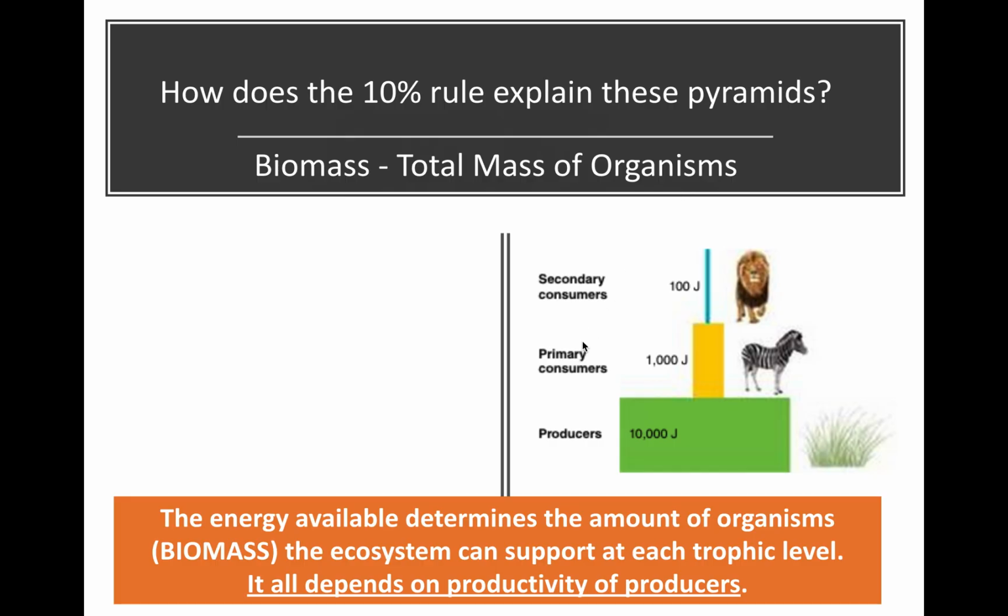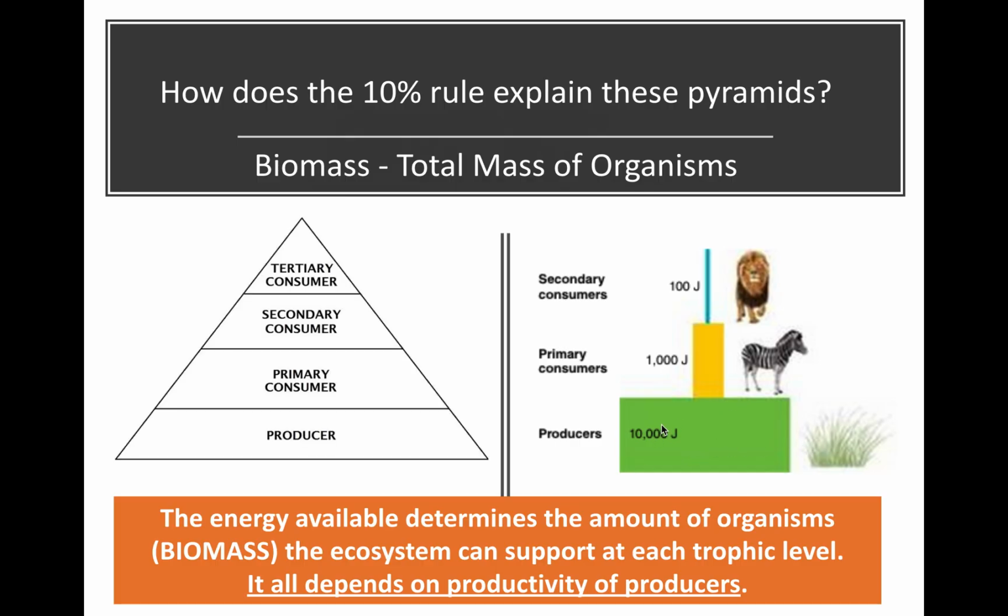So again, the energy available determines the amount of organisms that each trophic level could have. So producers obviously are going to be the greatest amount. Why? Well, there's an abundance of food. There's an abundance of energy, because when we're talking about producers, these are the autotrophs. They're the ones that go through photosynthesis and convert that sun energy into chemical energy.